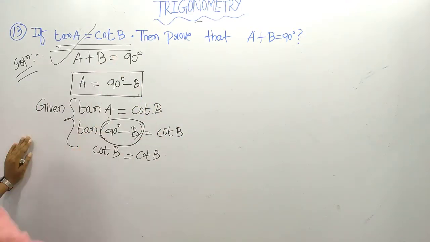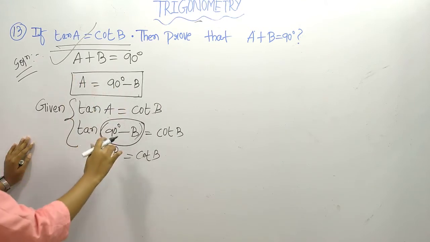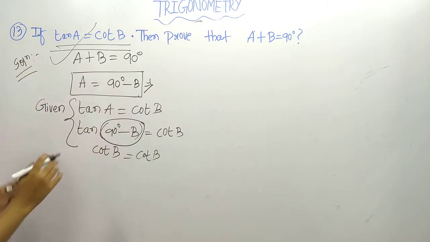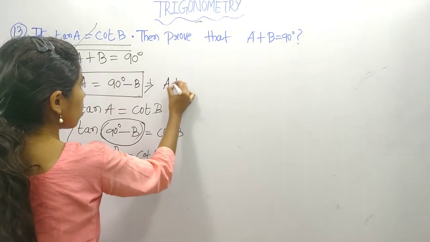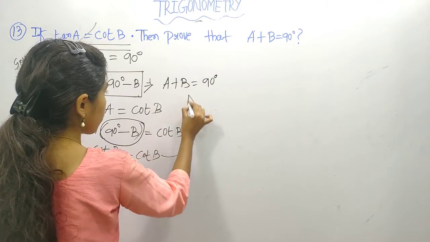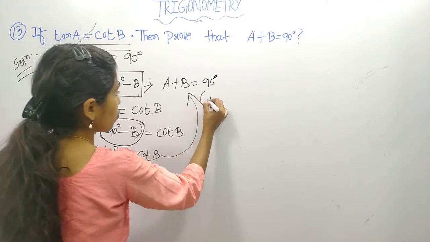Here A plus B is 90. So A equals 90 minus B, right? So A plus B equals 90 degree. So it will become the same, A plus B equals 90 degree. Okay, proved.